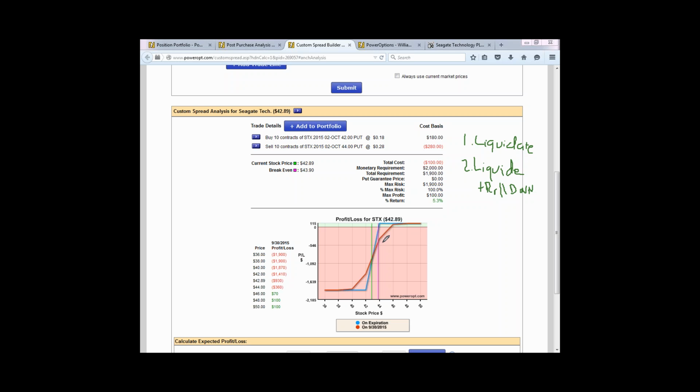I don't want to be in a bullish position. I don't want to try to catch the falling knife. It's falling. Robert says, does it show up in interest? Yeah, every piece of data that we have on PowerOptions for every individual option is available in that research page.